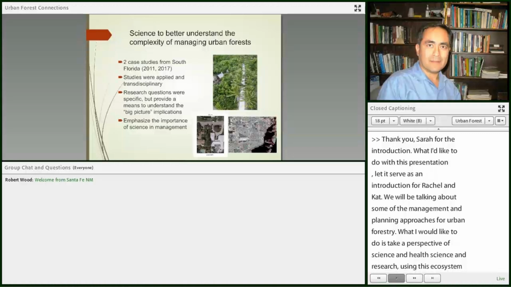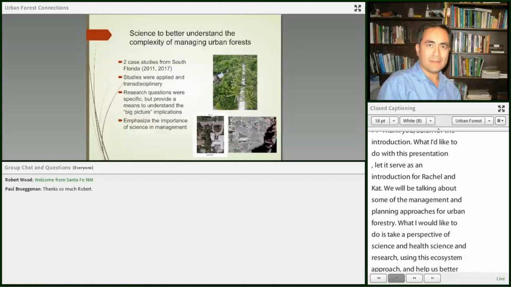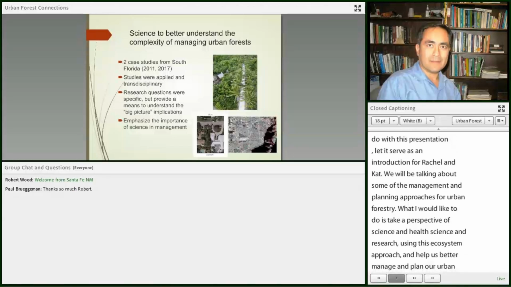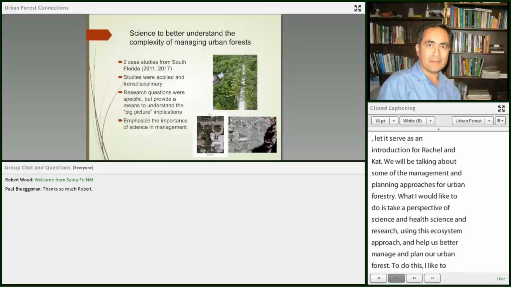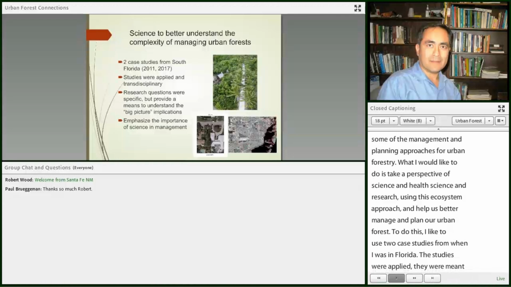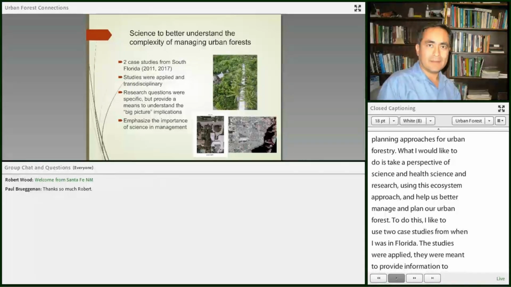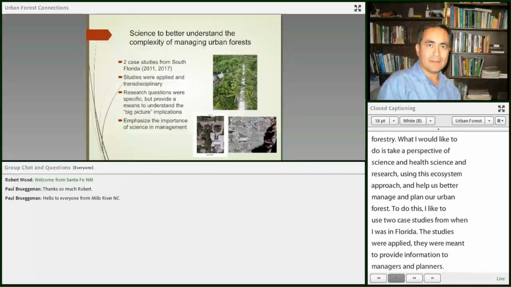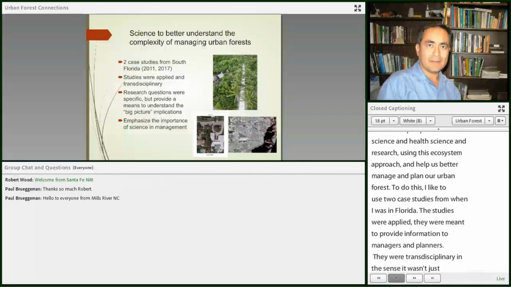And to do this, I'd like to use two case studies from when I was at Florida. These studies were applied. They were meant to provide information to managers and planners, such as yourself. They were transdisciplinary in the sense that it wasn't just researchers and managers working together, but we also included the citizens, residents, different stakeholder groups.